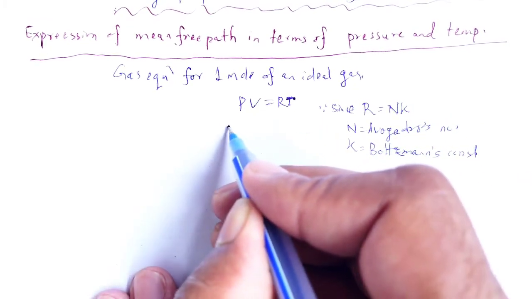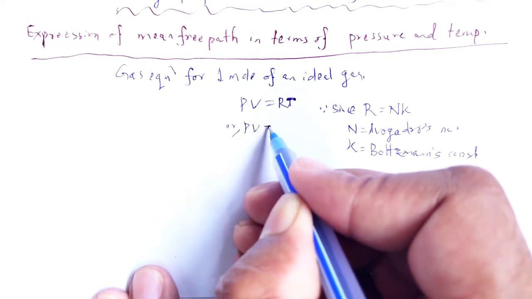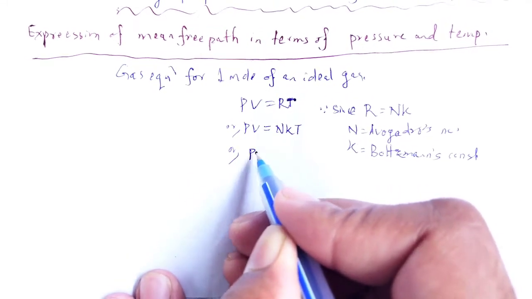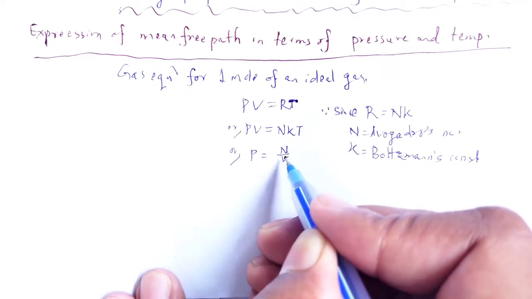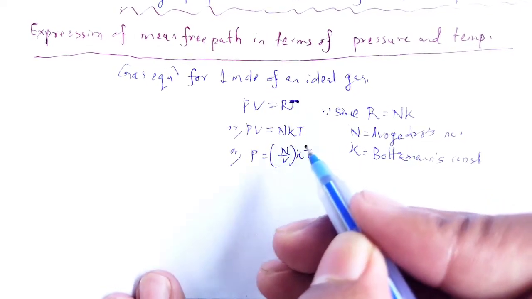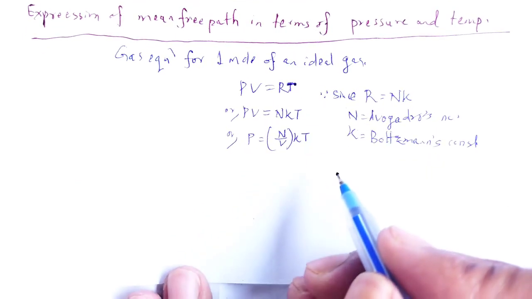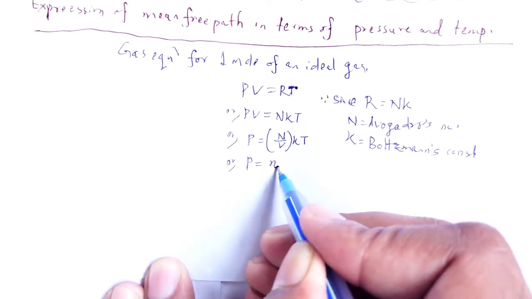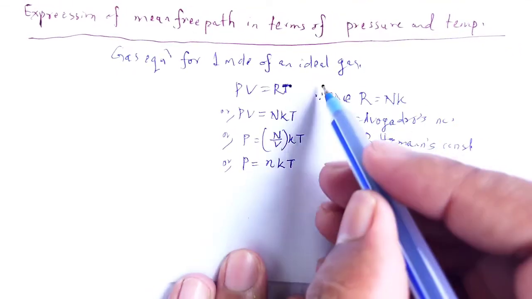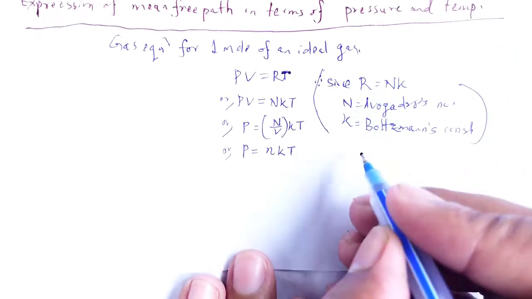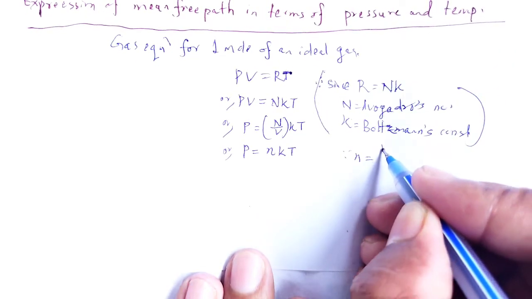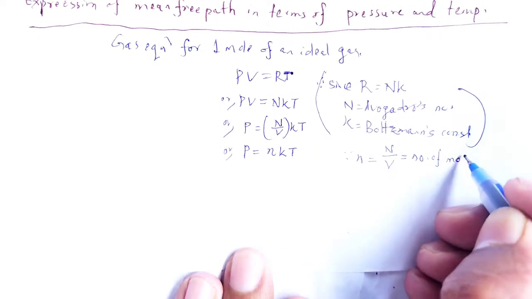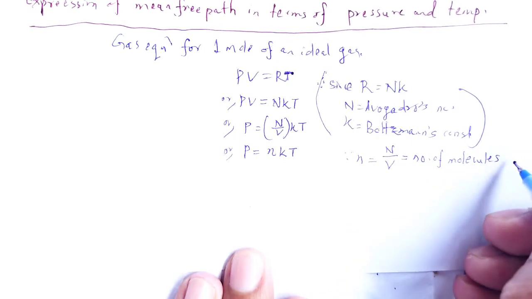So what do we have? PV is equal to NKT, or P is equal to N by V into KT. N by V is known as small n, so P is equal to small n KT, where small n is the capital N by V, that is the number of molecules per unit volume.